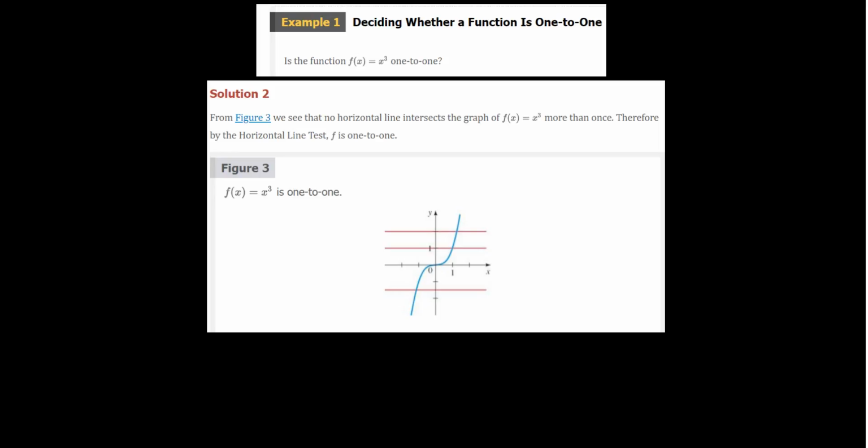Okay, so example 1: is the function x cubed one-to-one? Well, looking at the function x cubed, it is indeed one-to-one because it passes the horizontal line test. Anyways, it is indeed a one-to-one function because it passes that horizontal line test.